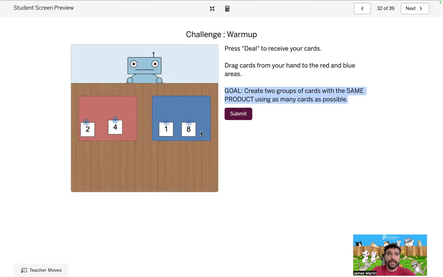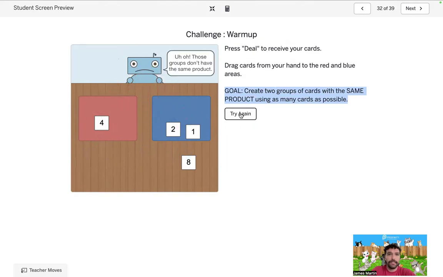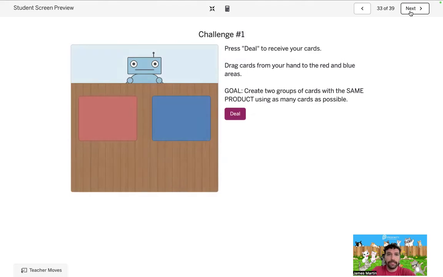Let's try again. I'm just going to show us what it looks like if we make a mistake here. So if I put 4 here and then I do 2 times 1, I click submit. Well, that doesn't work because 2 times 1 does not equal 4. All right, so the robot will respond to you.